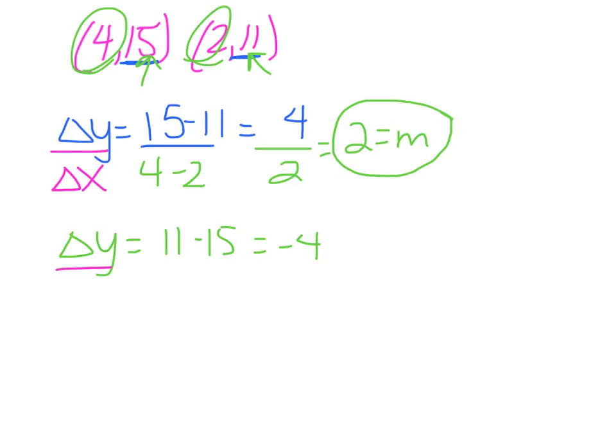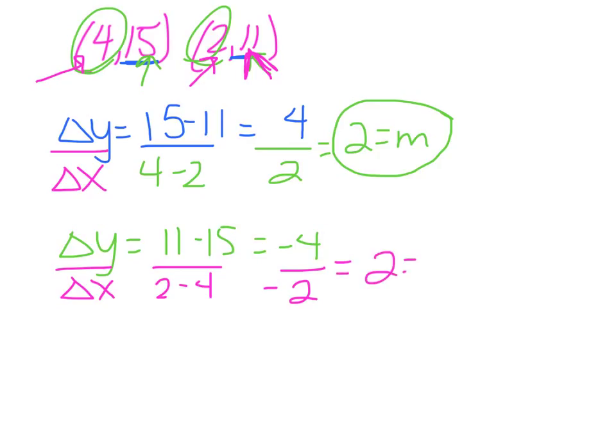Now, the trick is, if you do the change in x, you have to go in the same order. So since you did the 11 first, we have to start with the 2 minus the 4. We have to go in the same order. So that will give us a -2. And then -4 divided by -2 is just 2, which is the same answer we got earlier.